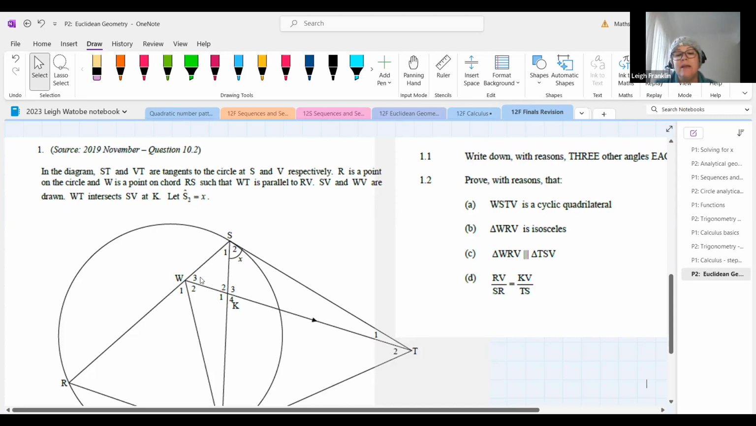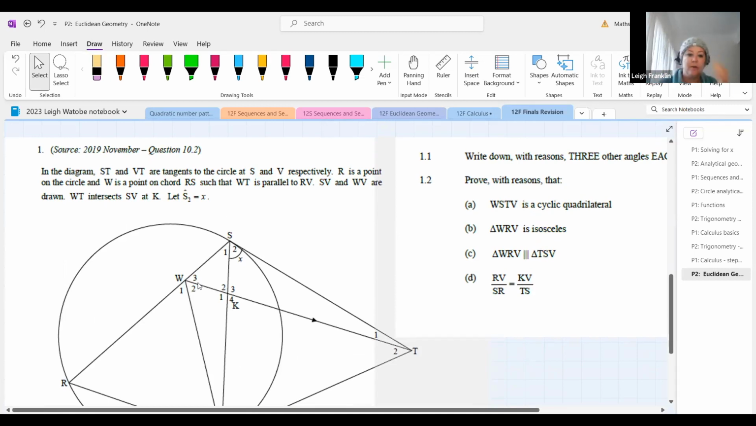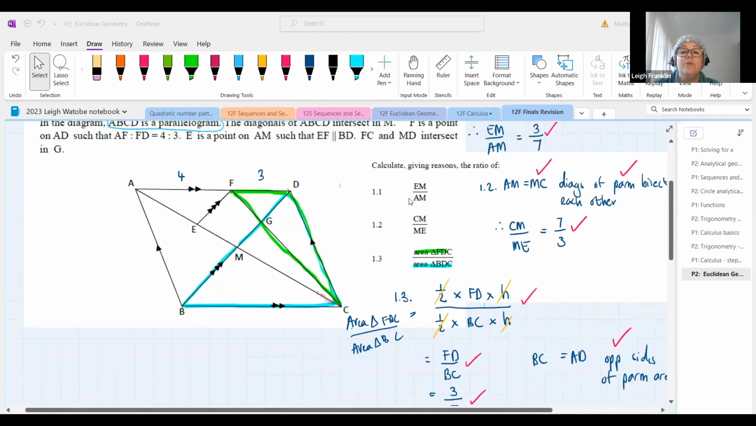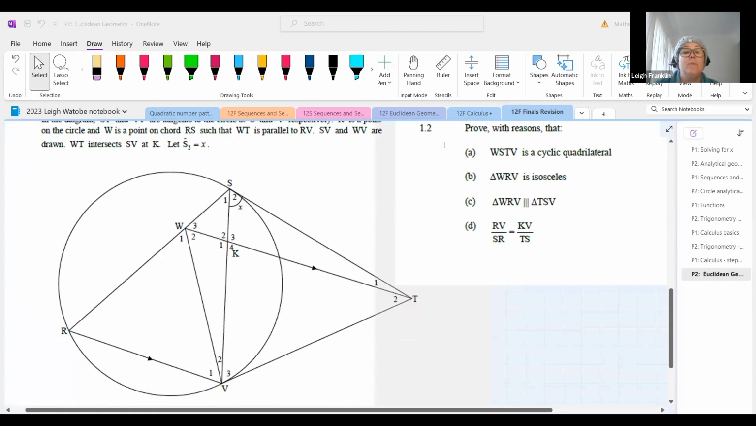So what do you immediately think of when you read that information? What are you thinking of if we've been given 2 tangents, ST and VT? What do you think about? Aha, tangents from the same point, absolutely. That's it, Tristan. ST equals VT because they are tangents from the same point.